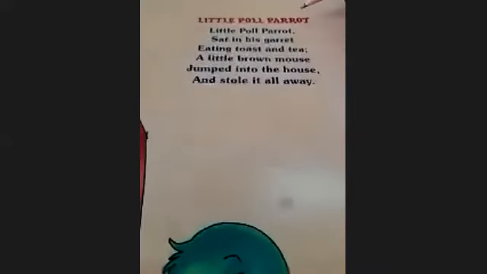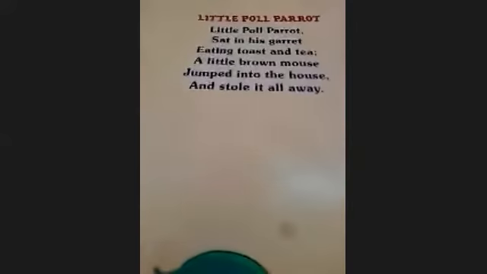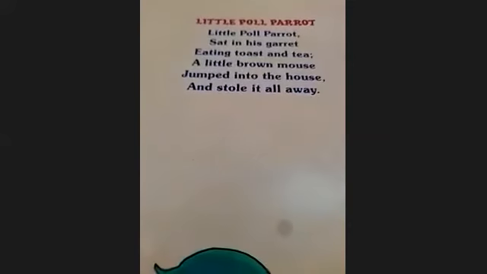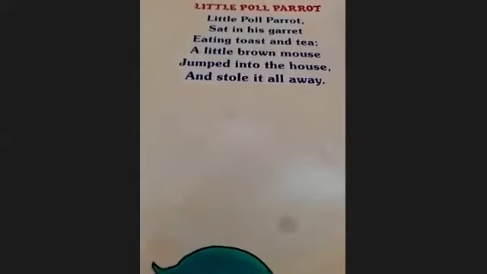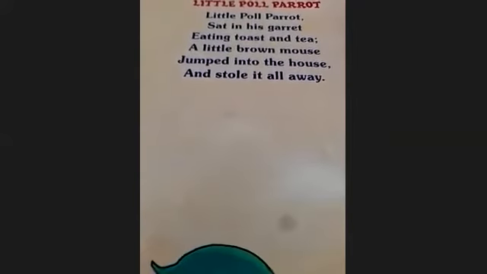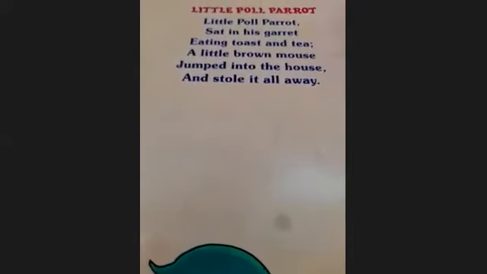Next, parrot. Little Paul Parrot sat in his garret, eating toast and tea. A little brown mouse jumped into the house and stole it all away.